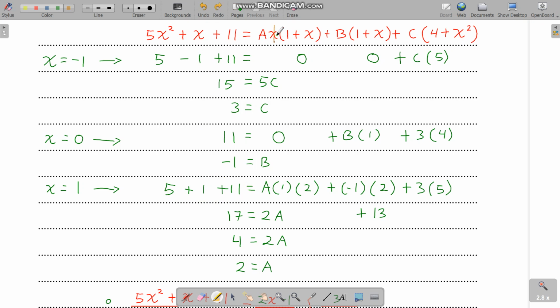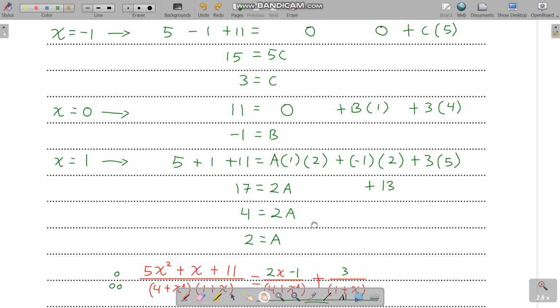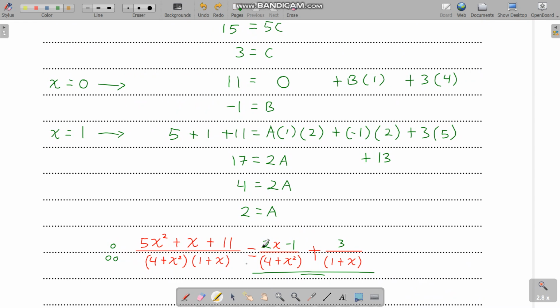On the right, we plug in 1, we plug in 1, you get 1 times 2 times a. And here we plug in 1, we get 2 times b, but we already know b is minus 1. And here we plug in 1, we get 5 times c, but we already know c is 3. So this whole thing is 17. We have 2a, minus 2 plus 15, which is 13. Subtract 13 from both sides, divide by 2, we get a. So in conclusion, a is 2, b is minus 1, c is 3.